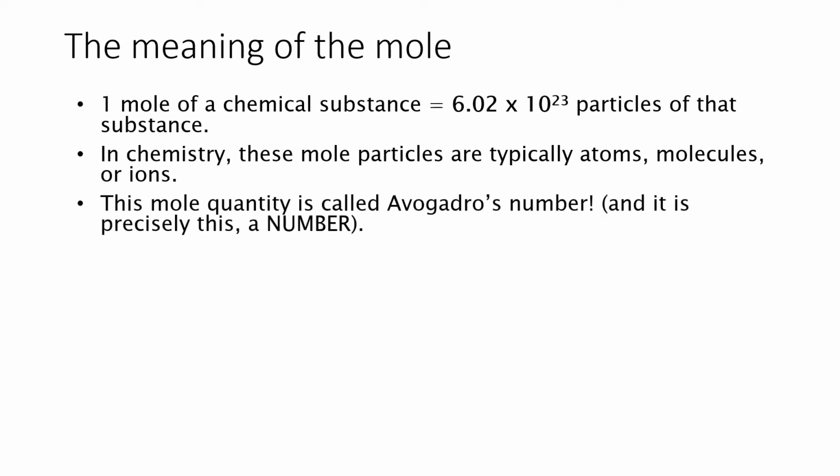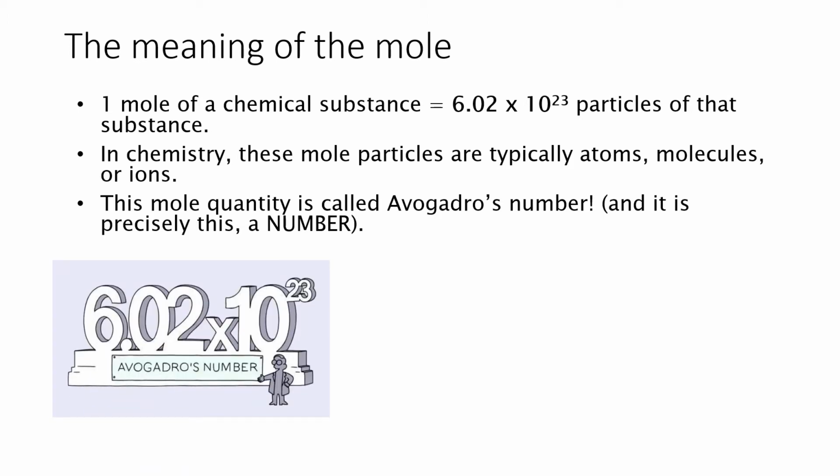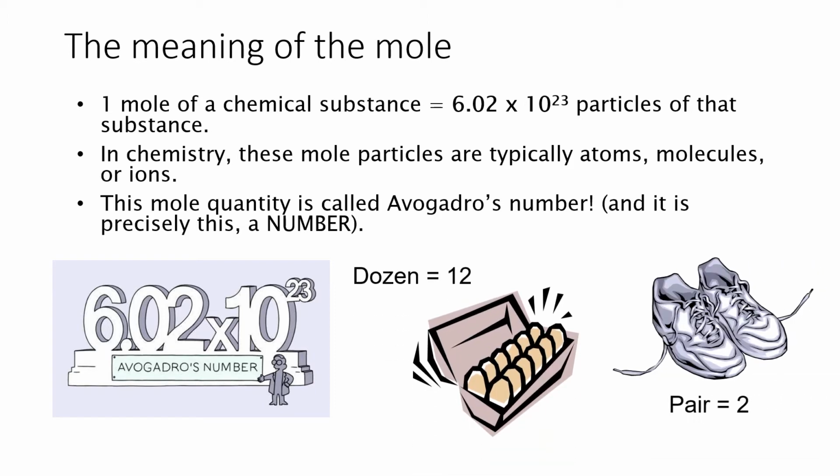This mole quantity, in other words, this number, is called Avogadro's number. And I really want you to remember that it's just that, a number. Whatever kind of atom or molecule or ion we're talking about, we have 6.02 times 10 to the 23rd of them in 1 mole. So here it is in all its glory, Avogadro's number. By the way, Avogadro was an Italian chemist who developed this mole quantity.